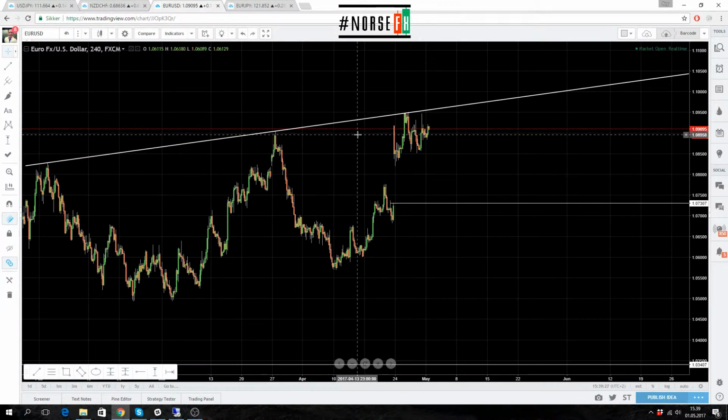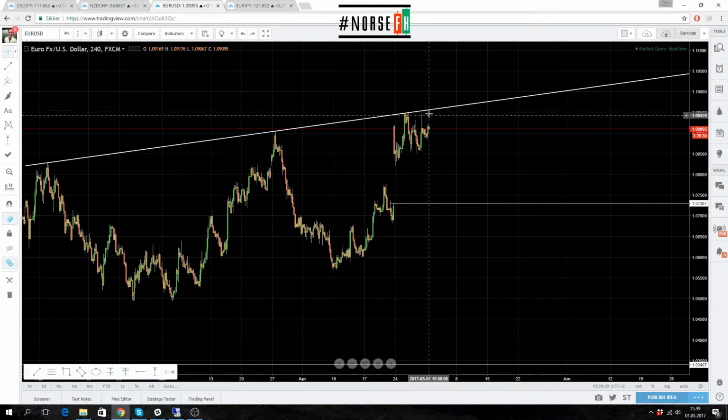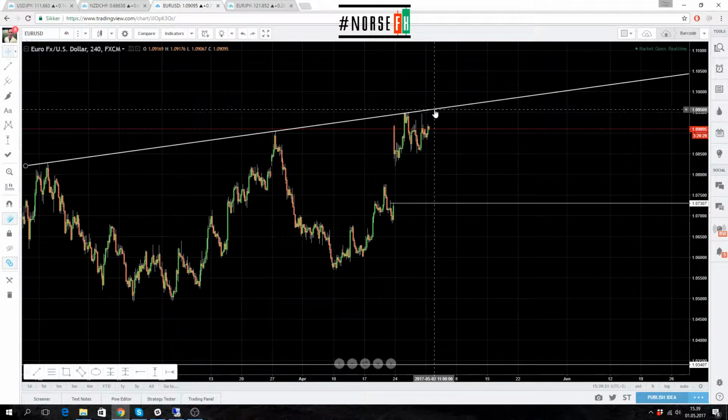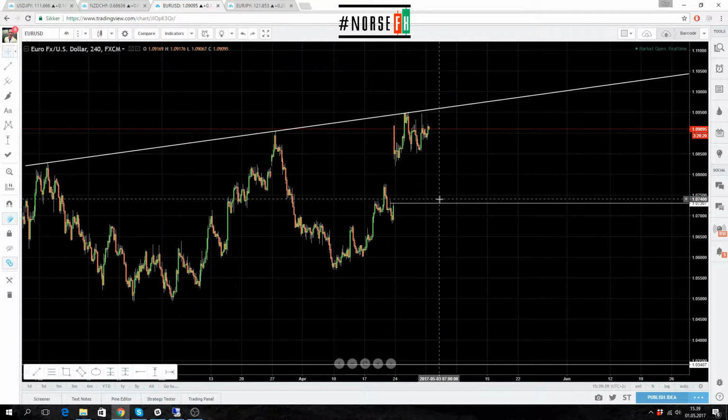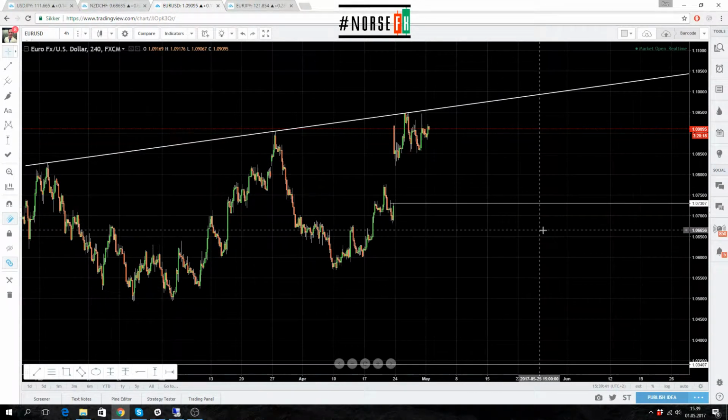So I'm not surprised if we see price moving up to the trend line itself, touching it one more time, and taking out the stops resting above 109.50, then moving down and filling the gap itself. So I'm prepared for both.